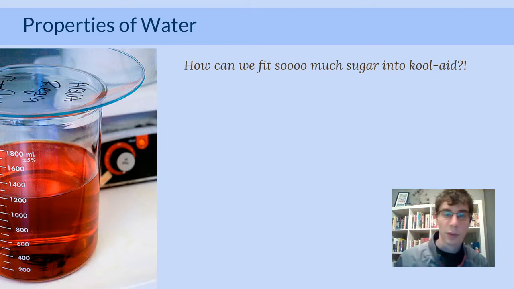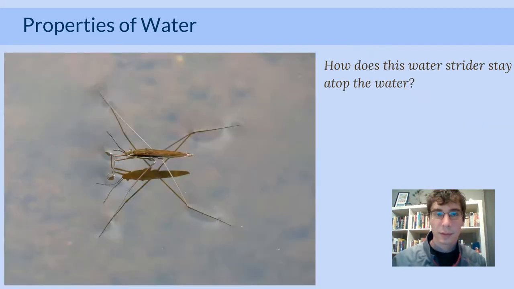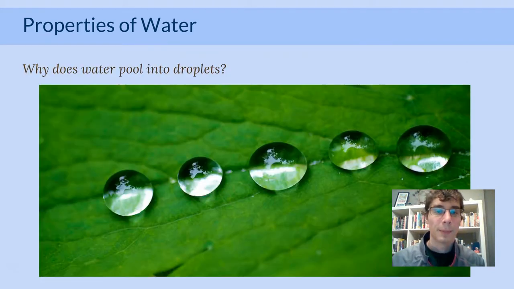We're going to talk about some of the properties of water, like how can you fit so much sugar into Kool-Aid. There is a distinct property of water that we're going to talk about here that will tell us about that. We're going to figure out how a water strider like this stays on top of the water. That also has a specific chemical reason. And then we're also going to learn about why water pools up into droplets like this on a leaf. All of these you should be able to answer by the end of this lesson.